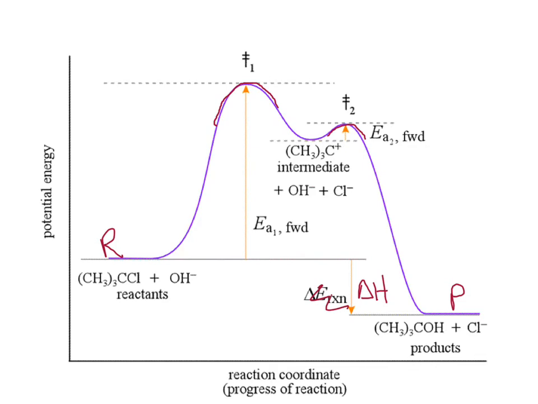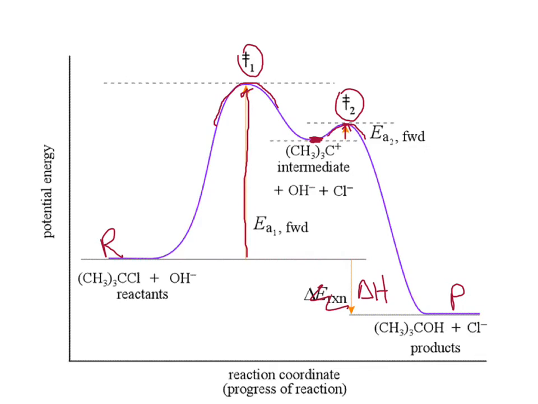At the top of the first hill, we have the transition state number 1, the first activated complex. At the top of the second hill, we have another transition state, another activated complex. The first step's activation energy is here, and the second step's activation energy is this little arrow here, because the second step begins at this little bit in the middle and goes up to the top of that hill. So there's EA for the second step.